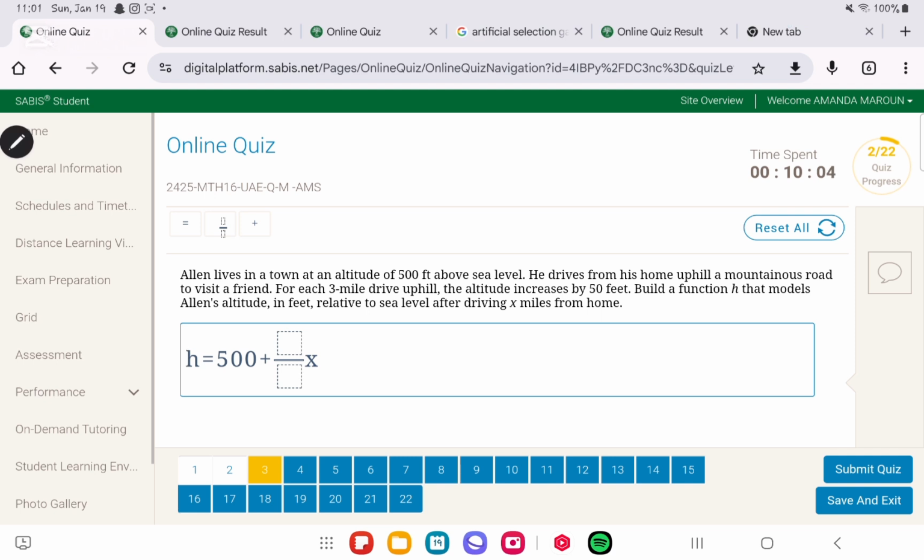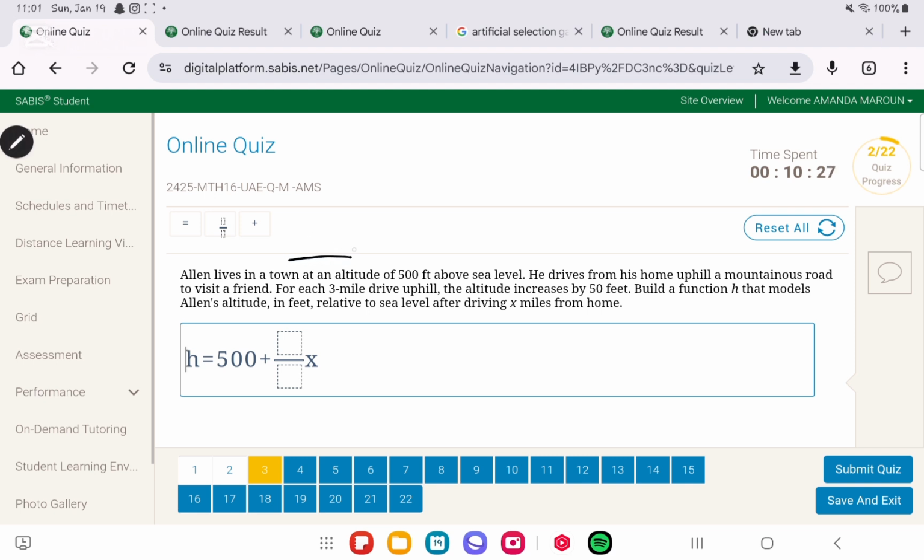Alan lives in a town at an altitude of 50 feet above sea level. He drives from his home uphill a mountainous road to visit a friend. For each 3-mile drive uphill, the altitude increases by 50 feet. Build a function h that models Alan's altitude in feet relative to sea level after driving x miles from home.